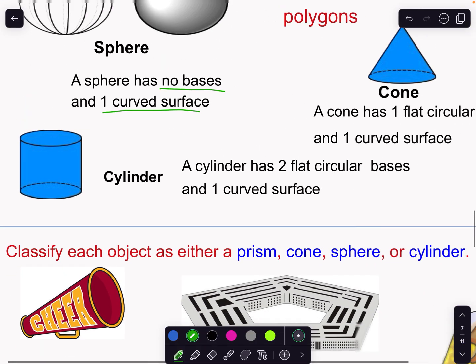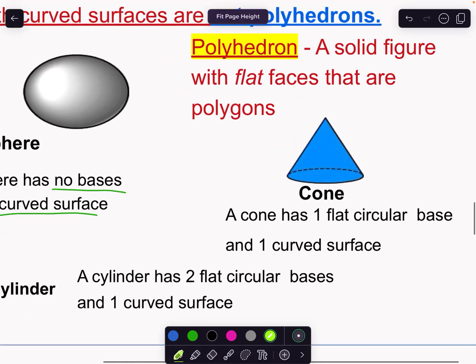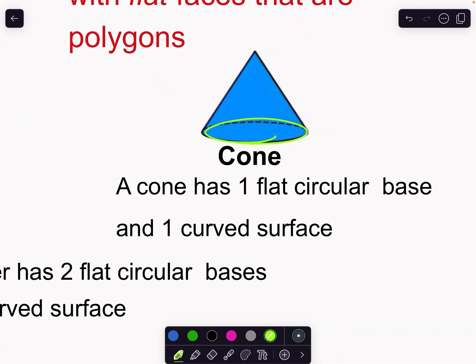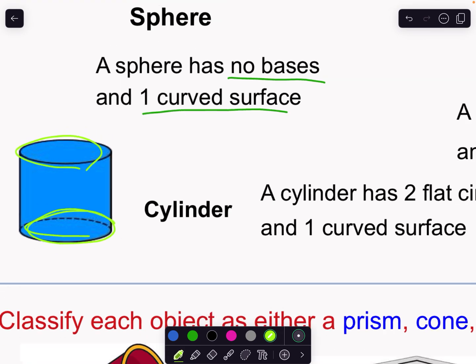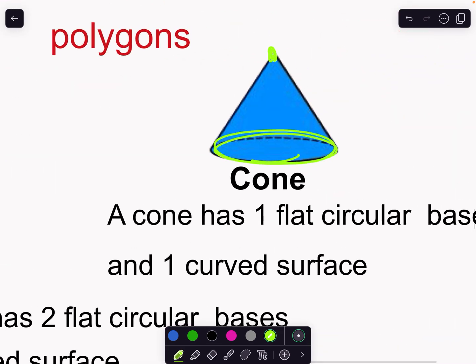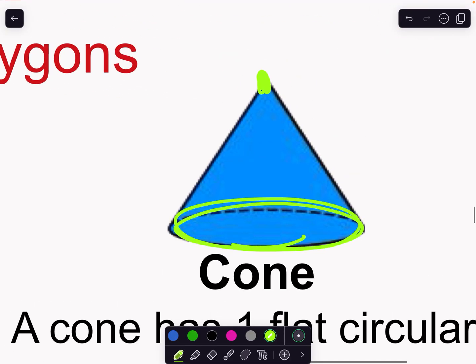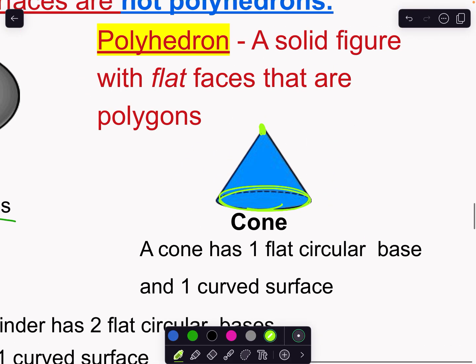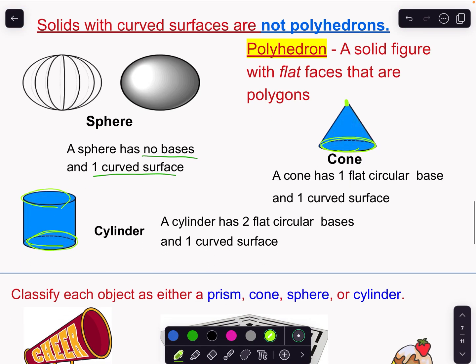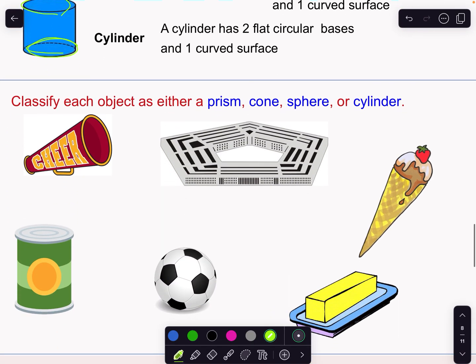A cylinder has 2 flat circular bases, so like this and this, right? But then it's just got like one big curved surface that goes around it like a soup can. A cone has a circular base, but it's only got 1. The cylinder has 2. Here, there's a vertex at the top, and there's a big curved surface that kind of wraps around it, sort of like a party hat or an orange cone, you know, something like that. So these ones we're classifying: prism, cone, sphere, or cylinder.